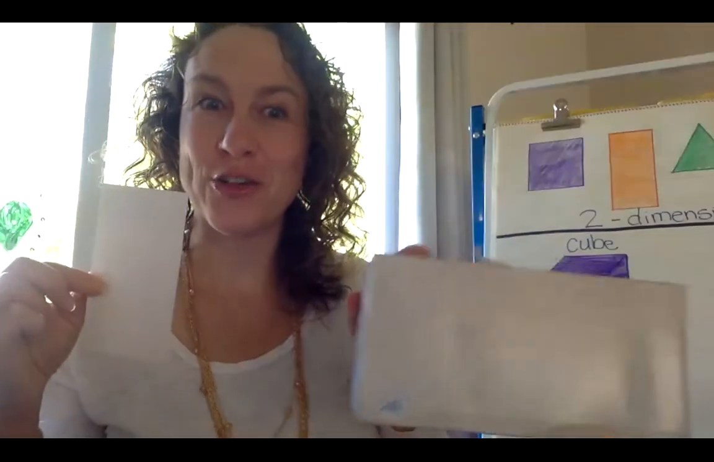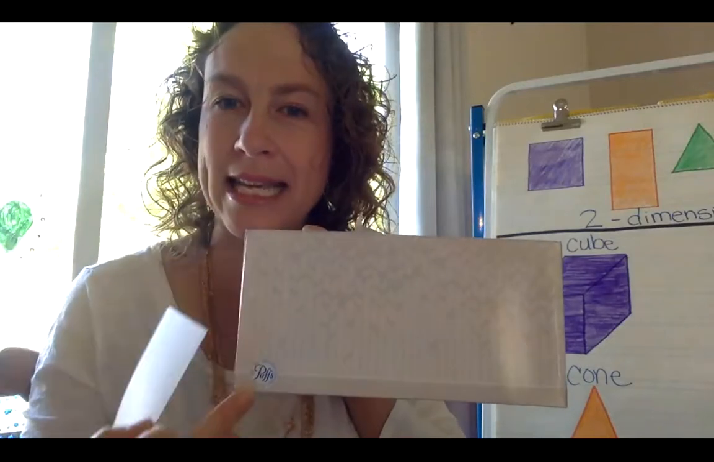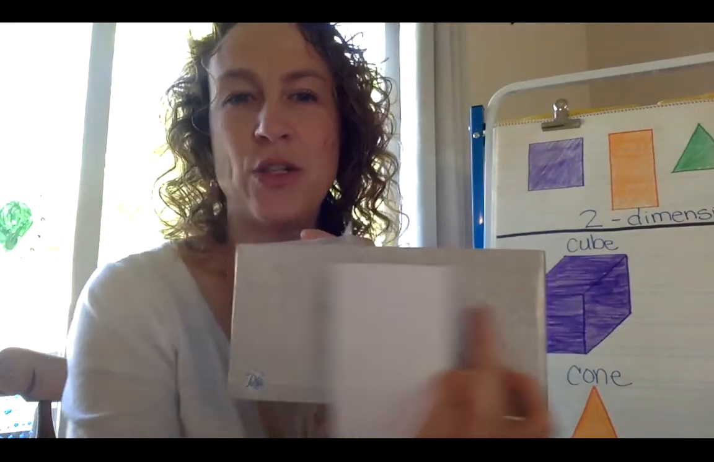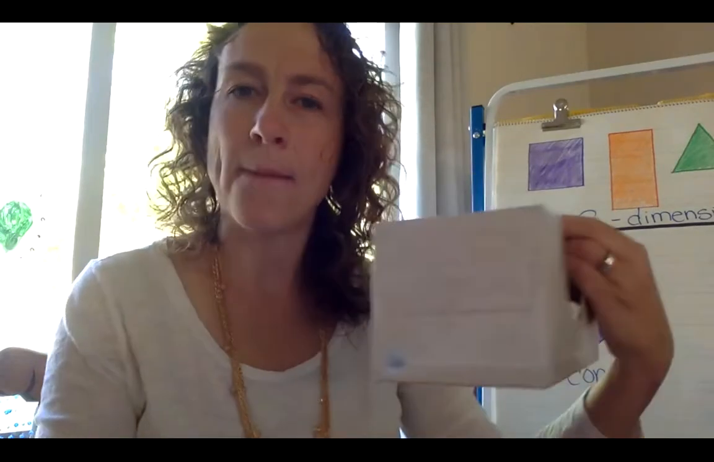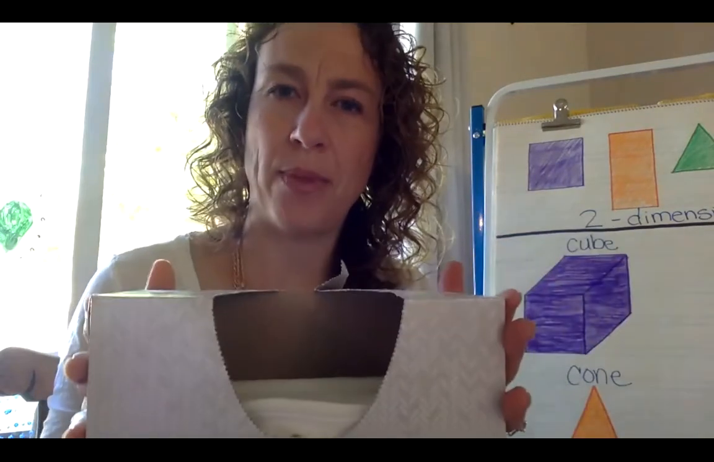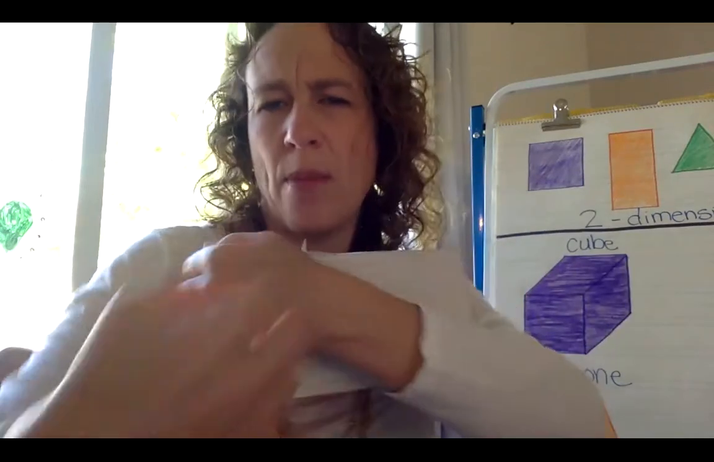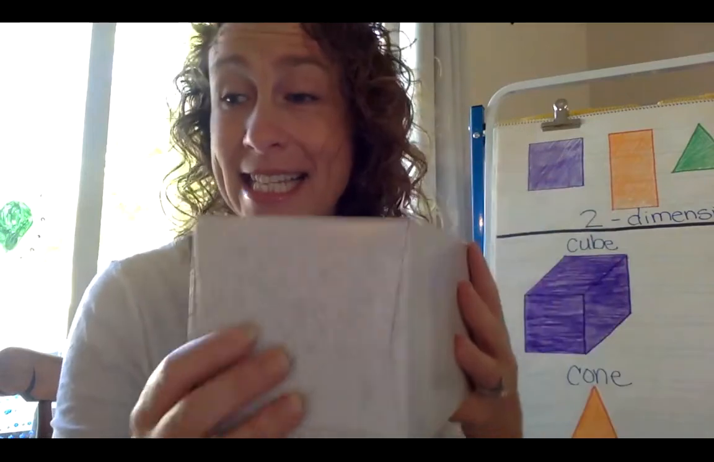I have another tissue box. This is a rectangle too. See? This has a rectangle. It has two long sides and two short sides. But this is a solid shape. This is a three-dimensional shape. I can wrap my arms around it and it won't slide on through. It's not flat. This is a solid shape.